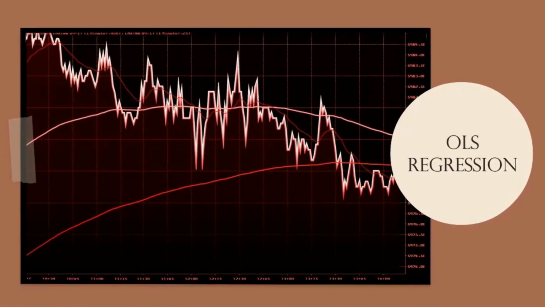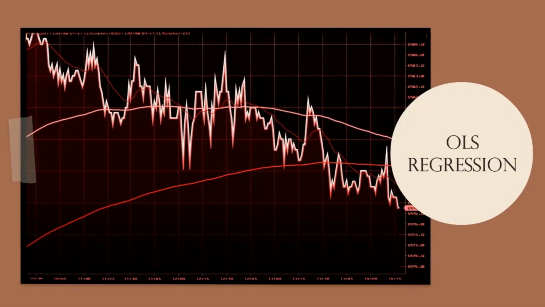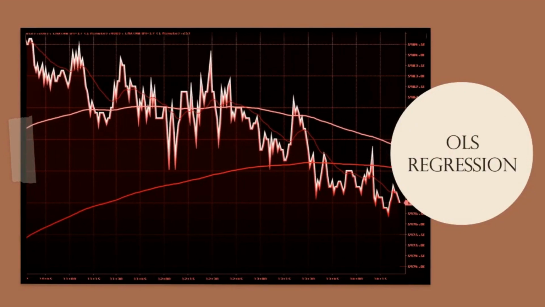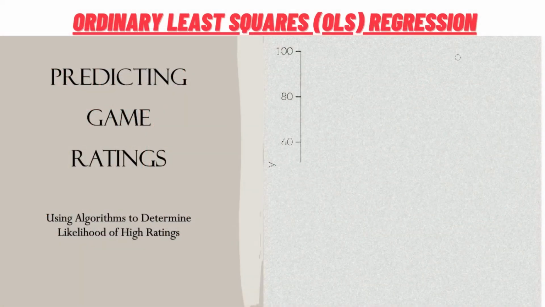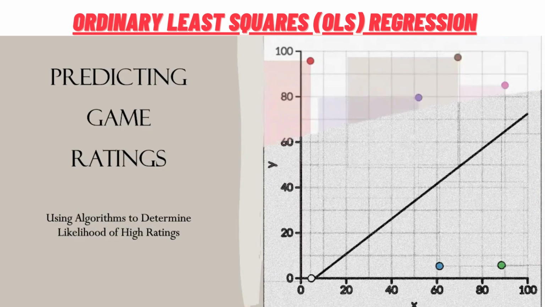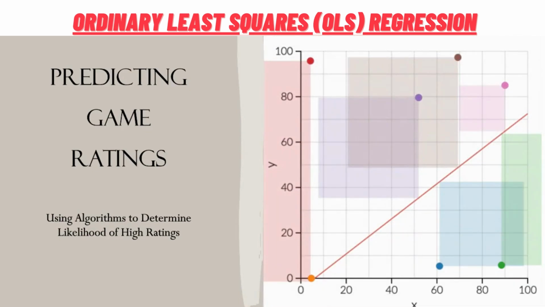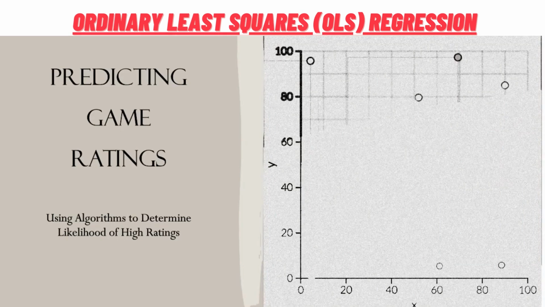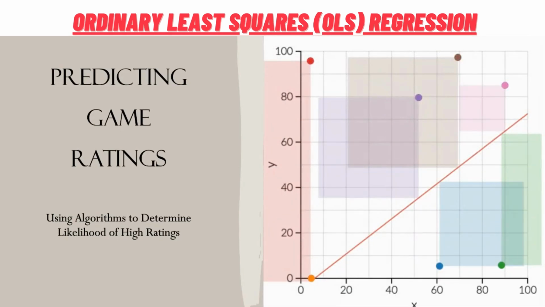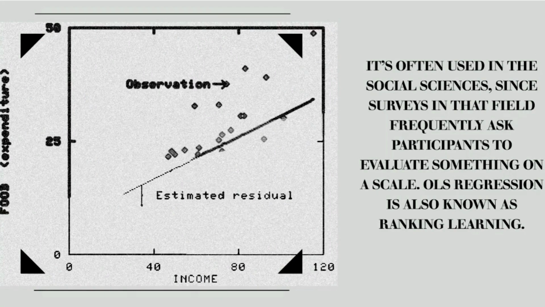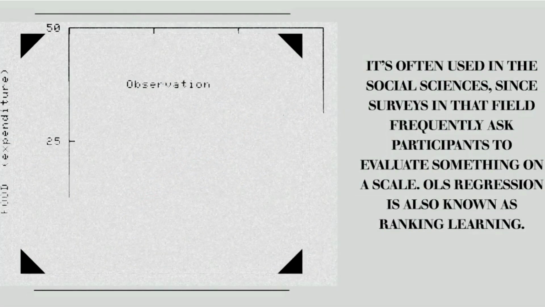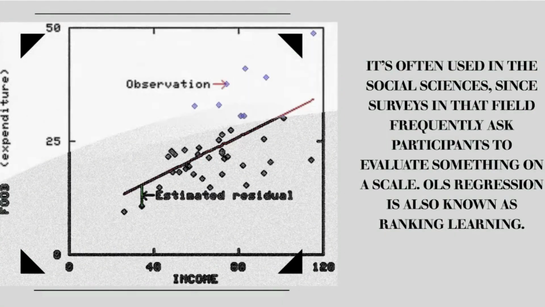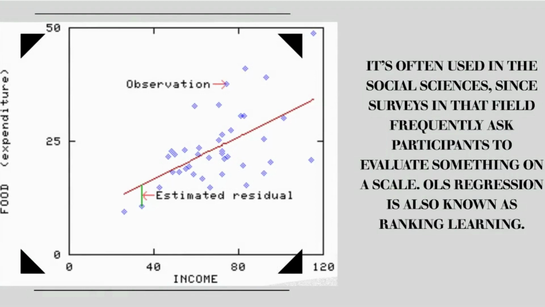One of the most popular regression algorithms, OLS regression, takes ordinal values as input to determine the linear relationship between multiple variables. The algorithm is most useful when predicting the likelihood of something being ranked on an arbitrary scale, such as how likely a game is to be rated a 7 on a scale of 1 to 10. It's often used in the social sciences, since surveys in that field frequently ask participants to evaluate something on a scale. OLS regression is also known as ranking learning.